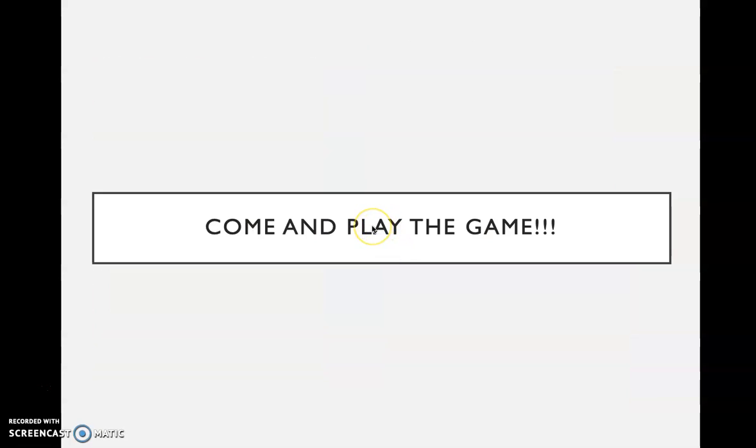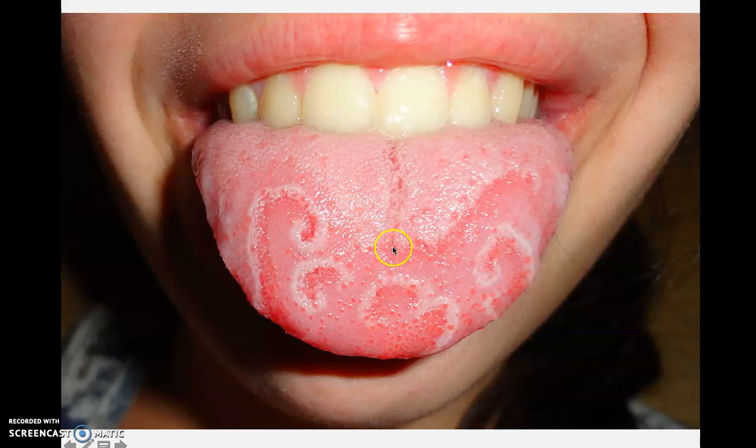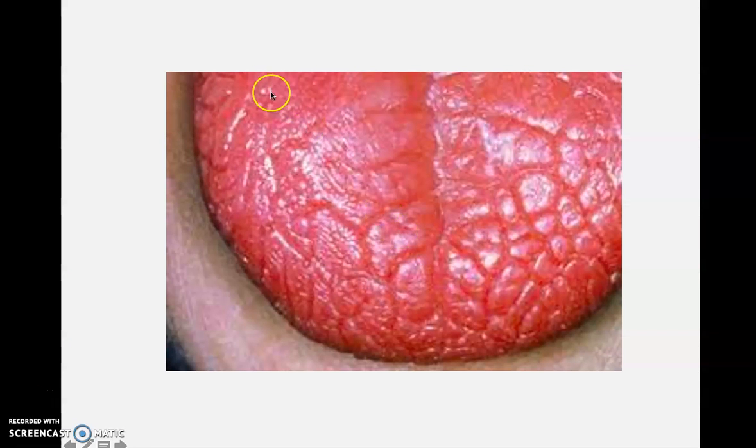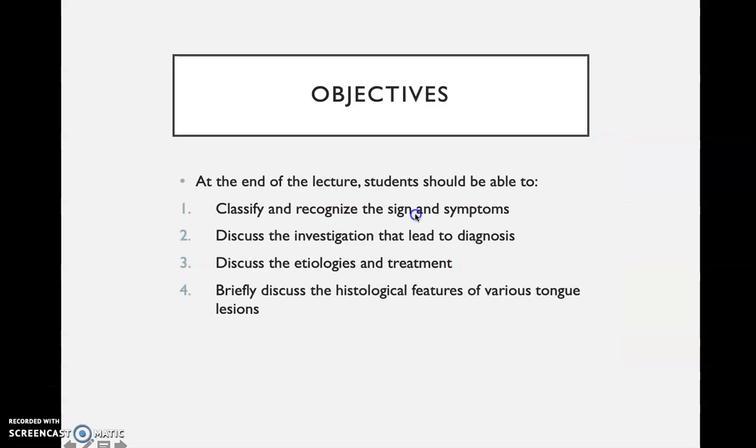So we are just going to play a short game. It's just me alone, but we play the game. You can answer it with your friends or on your own. Do you think this is something nasty going on? It looks beautiful. And what's this? We are going to learn later. And how about this? It looks red, it looks like a tongue, but it looks slightly different.